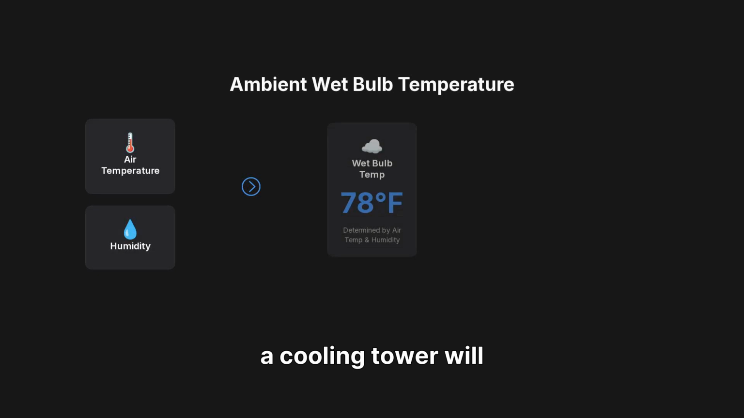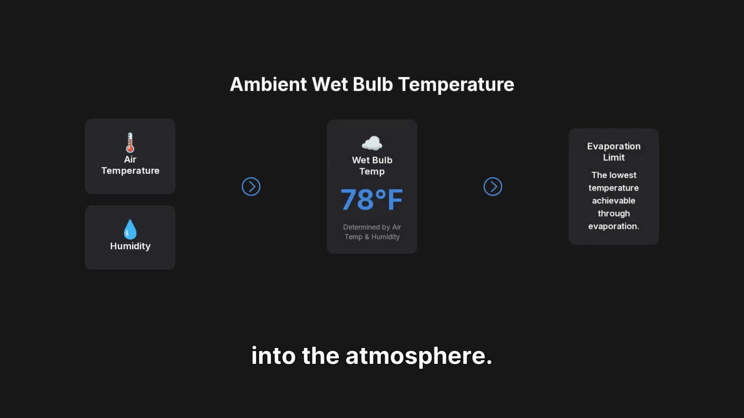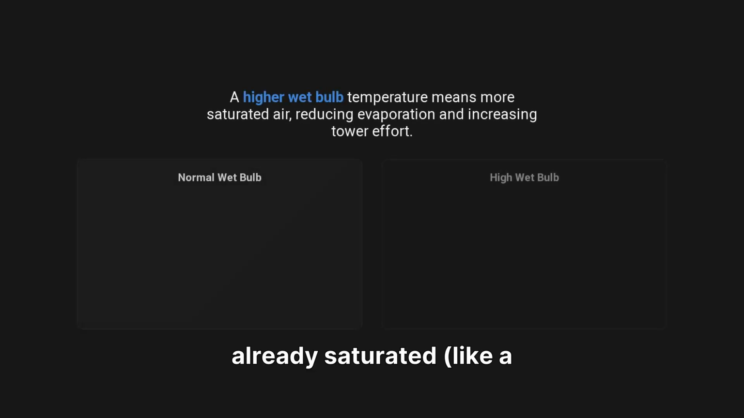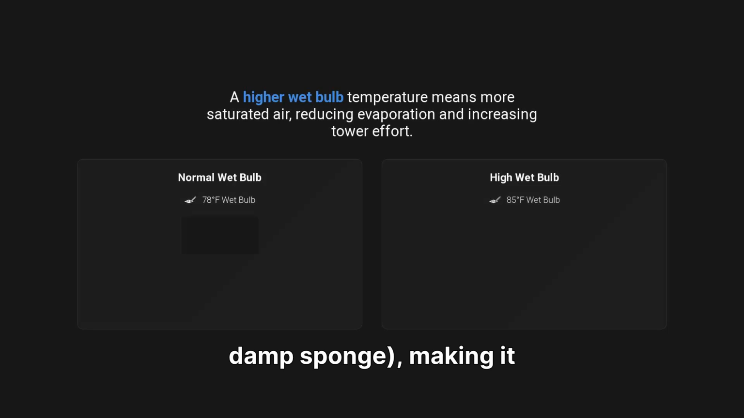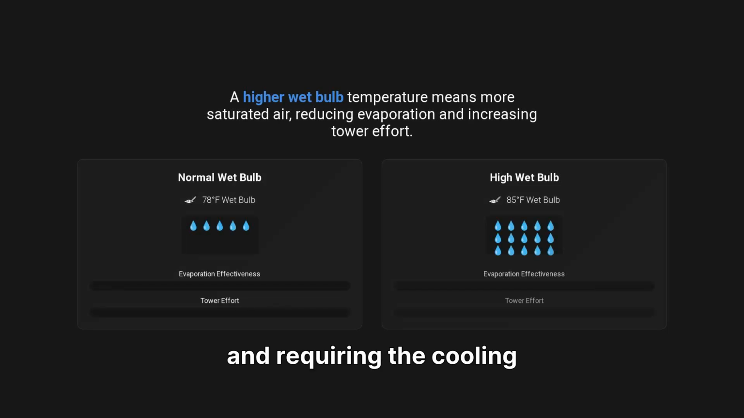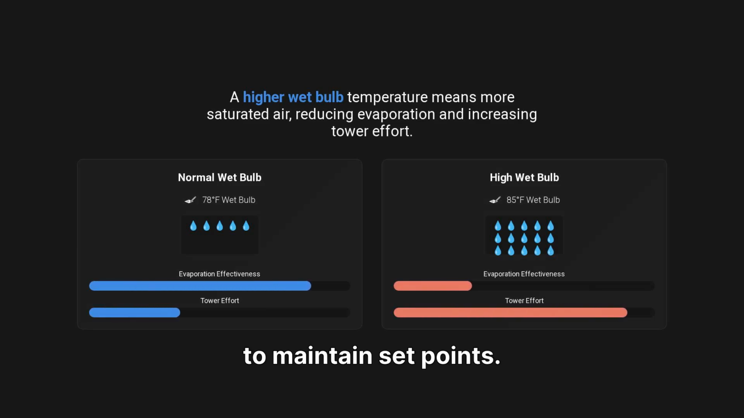The wet bulb temperature is the critical factor that determines how effective a cooling tower will be at releasing heat into the atmosphere. The wet bulb temperature is the lowest temperature that can be reached under the current ambient conditions by the evaporation of water. It is determined by the actual air temperature, dry bulb, and the humidity, the amount of moisture in the air. A higher wet bulb means the air is already saturated, like a damp sponge, making it harder to evaporate water and requiring the cooling tower to work harder to maintain set points. Conversely, in arid regions with a lower wet bulb, like a dry sponge, evaporation occurs quickly and thoroughly.